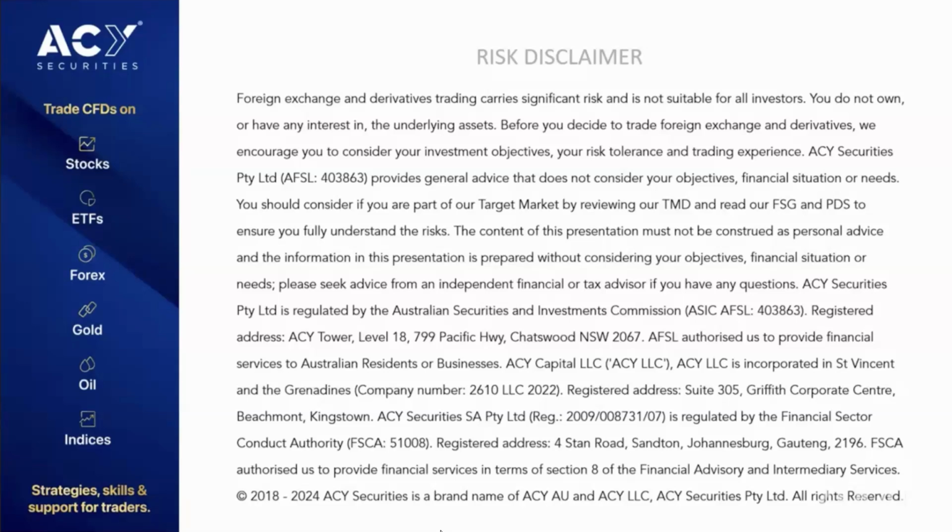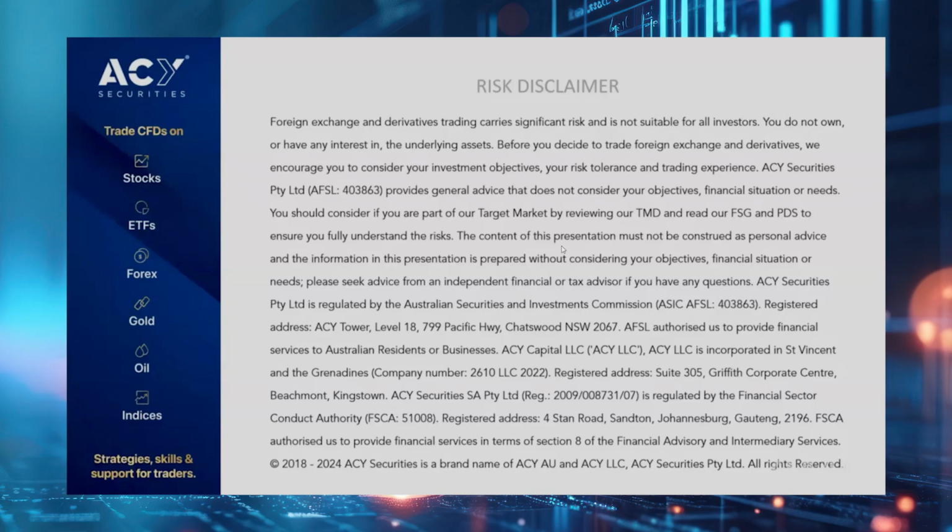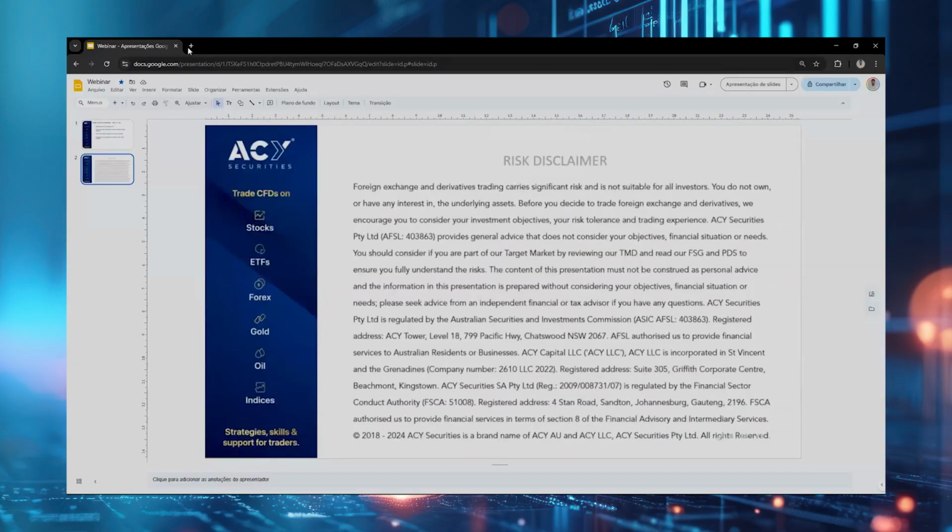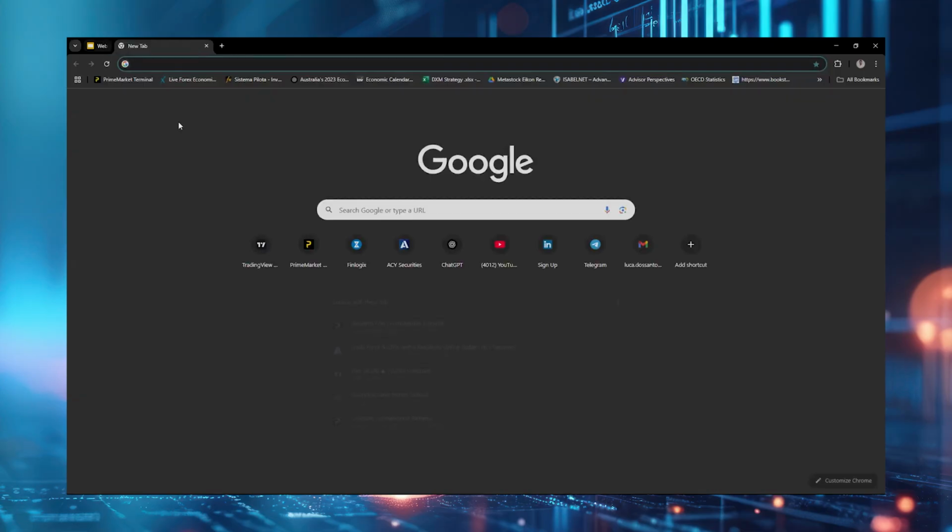Okay. So as usual, I need to put up the risk disclaimer. Okay, cool. That being said, let's get out from here.